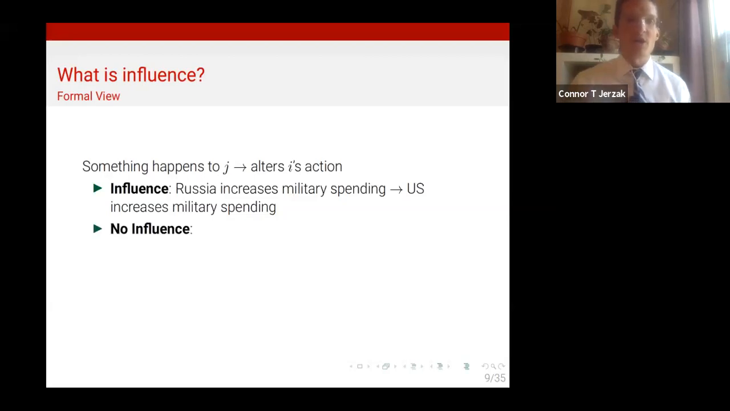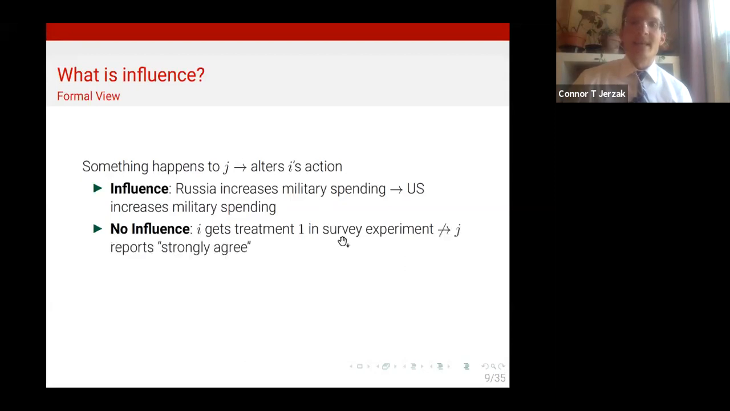And there are, however, some situations when influence is probably not present. So in the context of a survey experiment that's done online, we could consider whether a particular person receiving treatment 1 in that survey experiment has any influence, or gives us any information about whether person J reports strongly agree on some other question. And here, influence is probably not present. Learning about what happened to person I in this experiment probably doesn't tell us anything about what person J decides to do in that study.